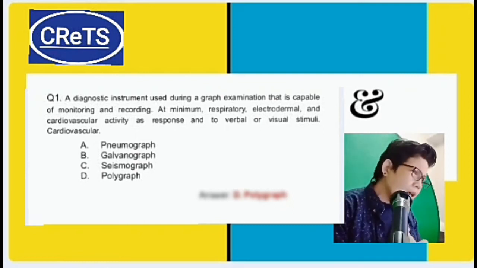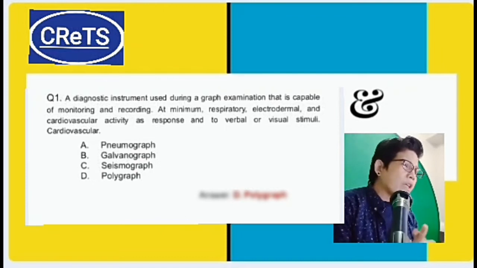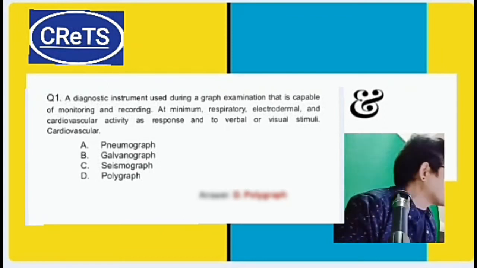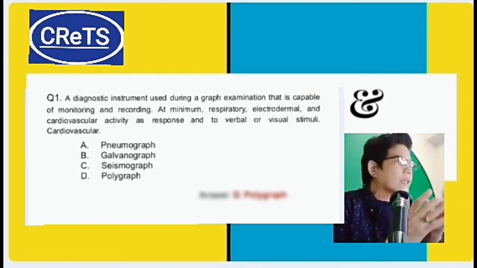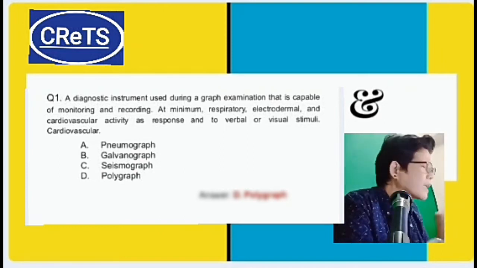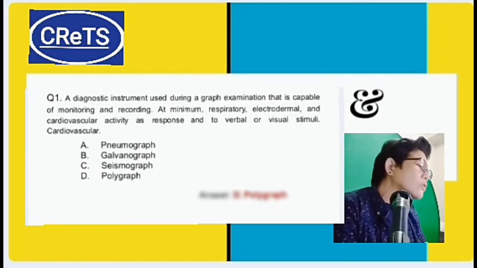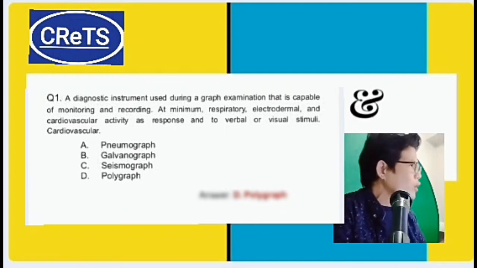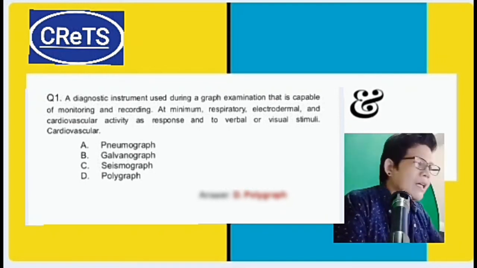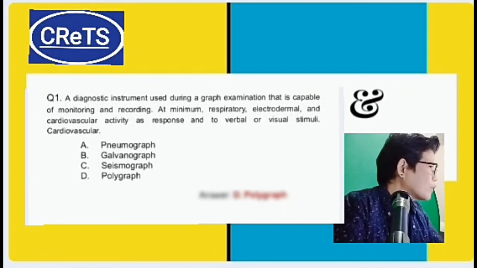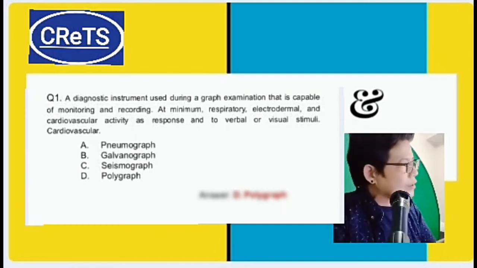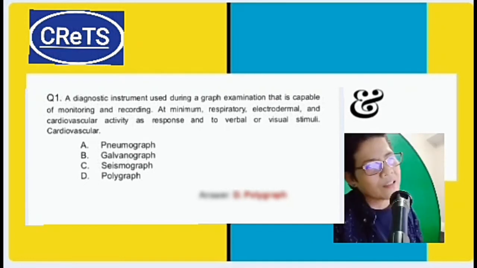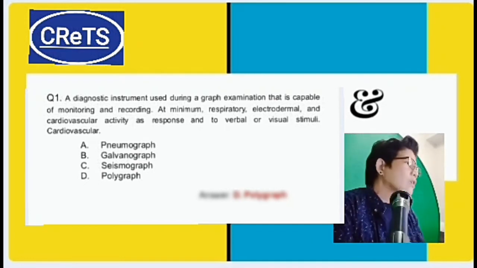No? Ang daming pagpipilian. Okay, pneumograph, it's all about respiratory. Galvanograph, more of a scheme for perspiration. Yan, tandaan nyo yung mga keywords. Yan lang pag-aaralin natin ngayon para mag-come up ka sa tama. How about seismograph? You never encounter seismograph during your college day in polygraph. So, nilito ka na agad. Seismograph is an instrument to detect the force of an earthquake. Force and duration, yung lakas at gano'ng katagal ang earthquake. So, it has nothing to do with the question.